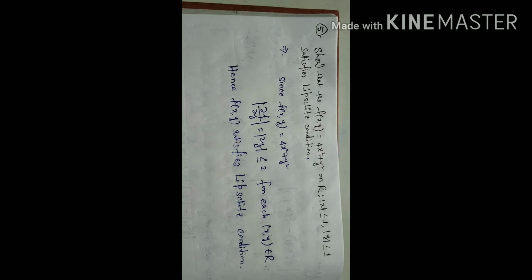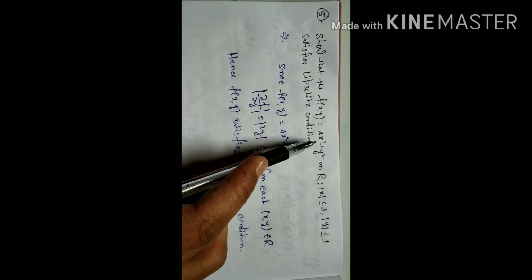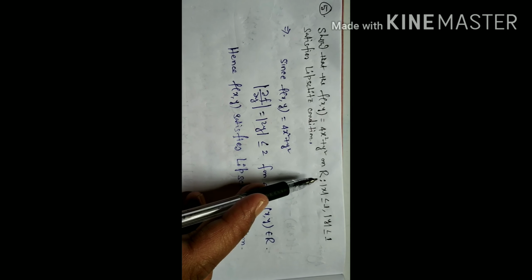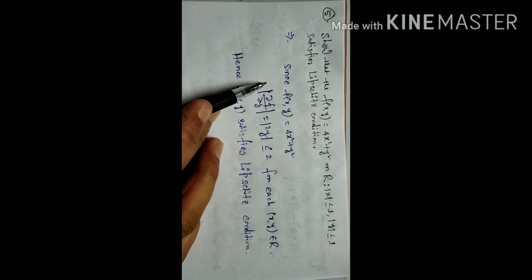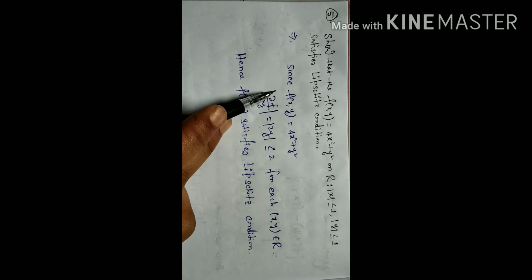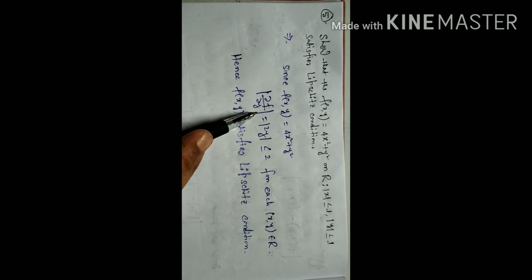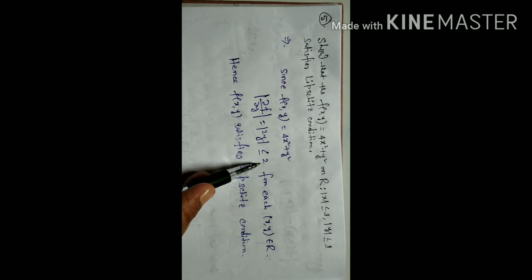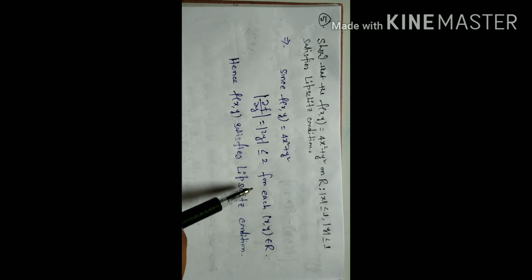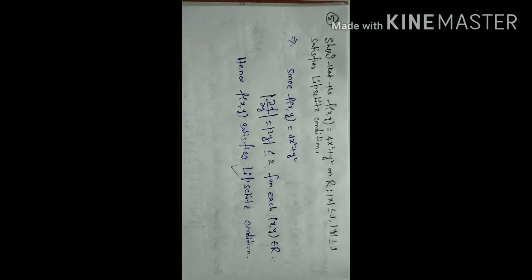Okay, problem number 5. Show that f(x,y) = 4x² + y² on R such that |x| ≤ 1, |y| ≤ 1 satisfies the Lipschitz condition. It's a very easy problem. Here f(x,y) = 4x² + y², so ∂f/∂y = |2y|, which is ≤ 2 since |y| ≤ 1 for each (x,y) in R. Hence f(x,y) satisfies the Lipschitz condition.